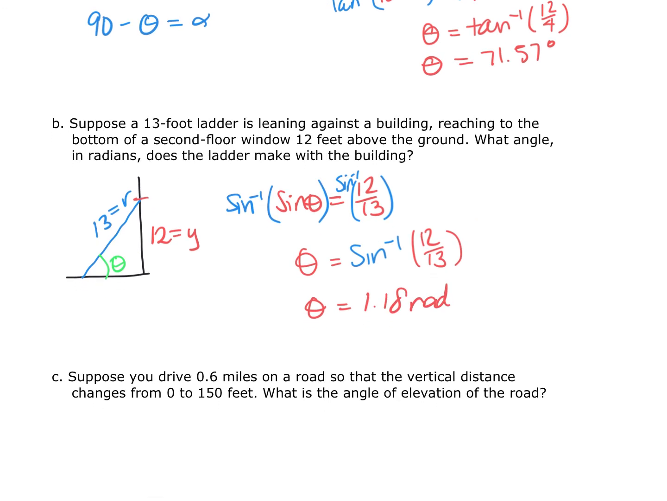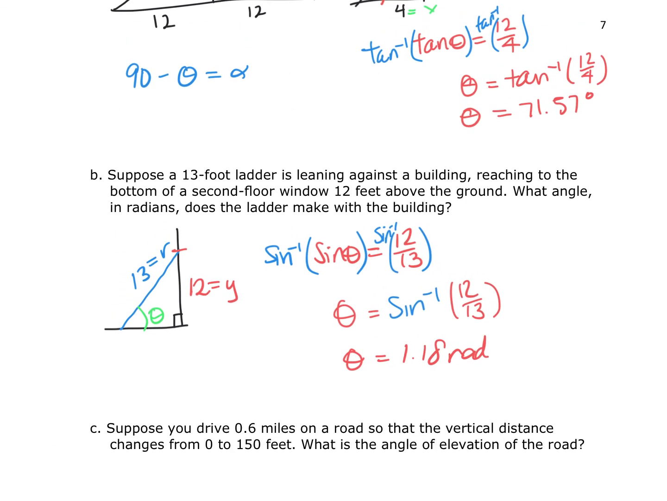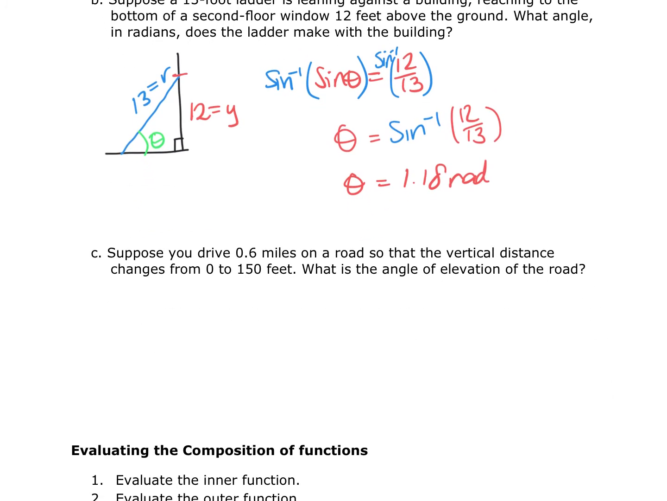Okay. Last example, really nice example. All of these that I've been doing so far have been right triangles. Our next learning objective will not be right triangles, but these both have been right triangles, and so will this. Suppose you drive 0.6 of a mile on a road so that the vertical distance you have driven changes from 0 to 150 feet. What is the angle of elevation on the road?